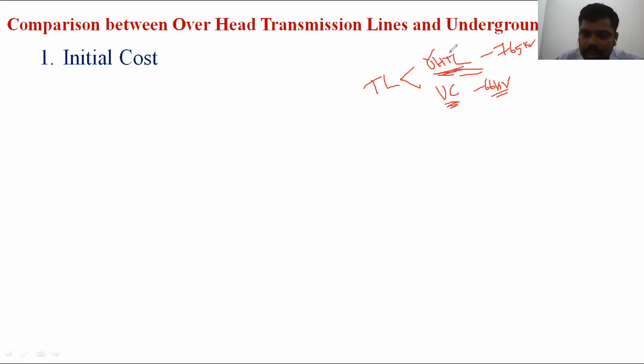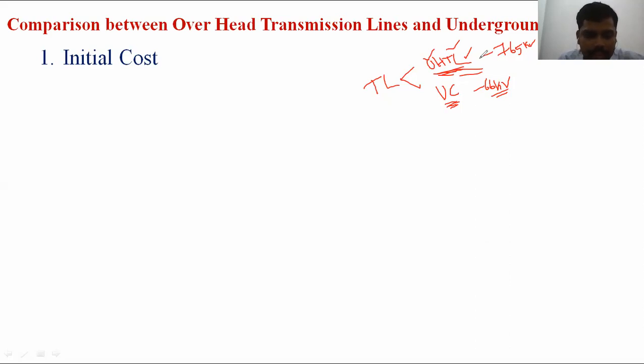The visibility is difficult. But in an overhead transmission line, regular faults occur in the rainy season due to heavy wind pressure or any accident. In an overhead transmission line, the fault occurrence is more. But in the underground cable, the fault occurrence is very, very less, because it is underground. Another one, in an overhead transmission line, the cost is less compared to the underground cable. But in the underground cable, the initial cost is more, but the maintenance is very, very less.